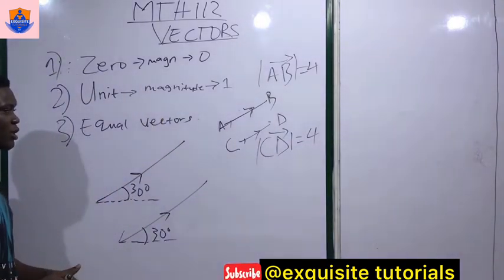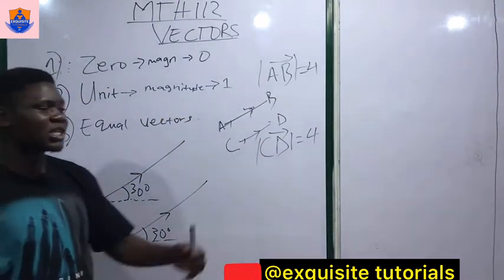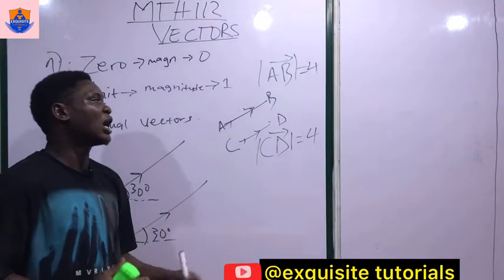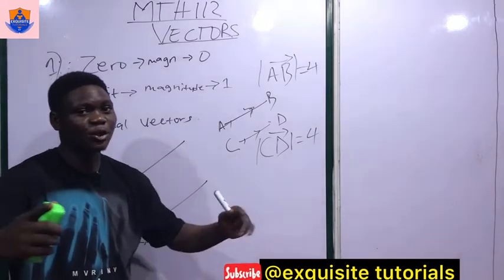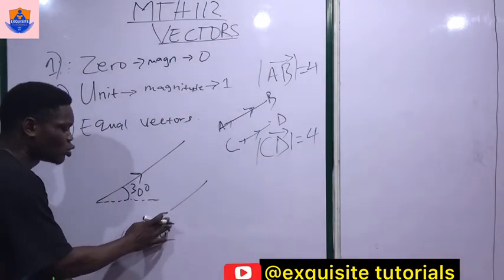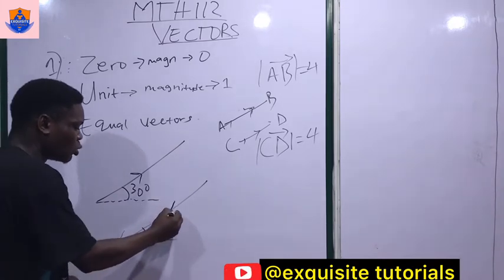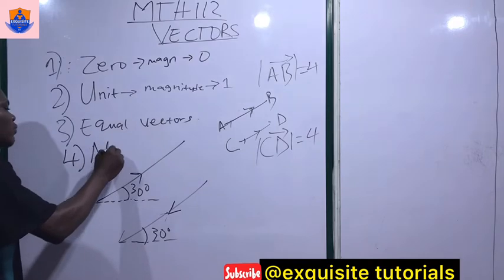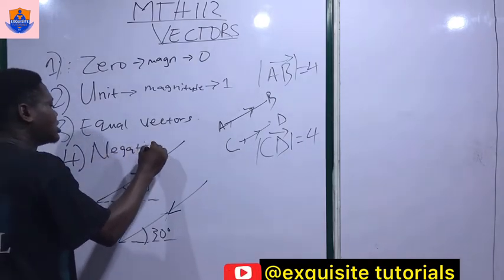So anytime you see two vectors that have the same size and also have the same direction, they are called equal vectors. Now what if they have the same size but they have opposite direction? I'm not saying just different direction, they have opposite direction. Instead of this arrow going towards this direction, this arrow will be going towards this side. Those types of vectors are called negative vectors.